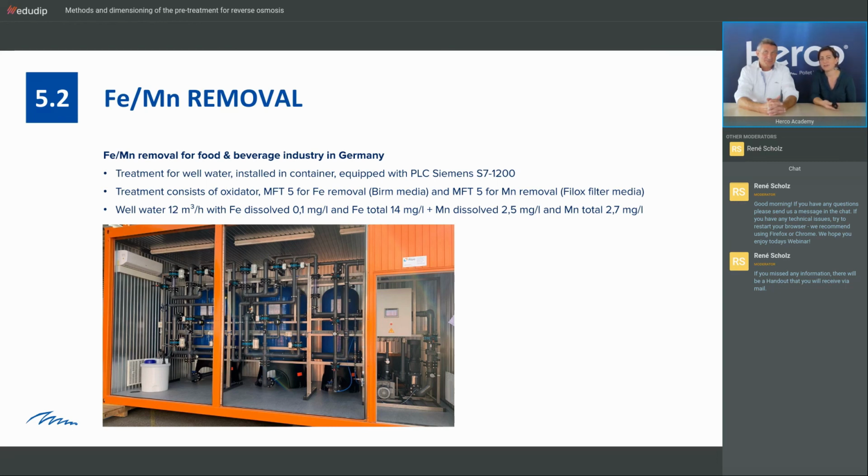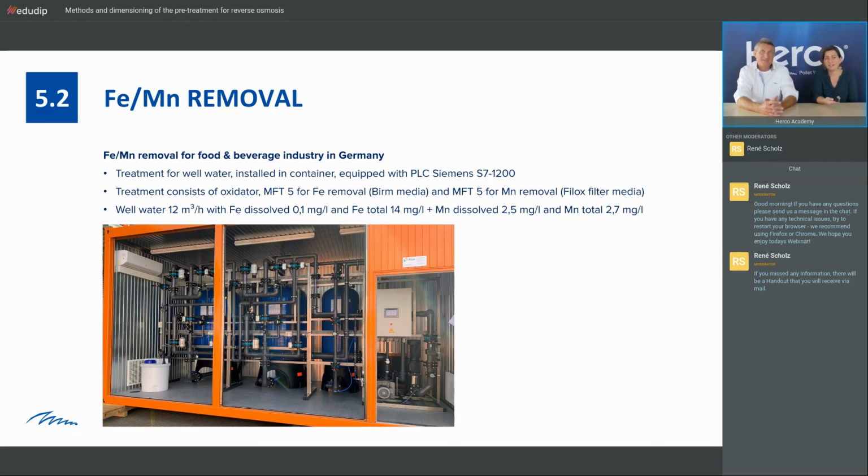As we showed you before, it was also necessary here to have 2 filters, one after the other. The second one is for manganese with this Phylox media, right? Exactly. And we had an intermediate dosing of calcium permanganate, only for safety, because it's better to have more than to have less. You can switch it off if you don't need it, but you always have the option.